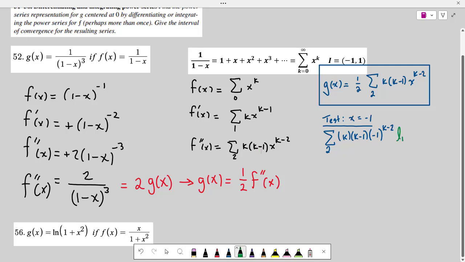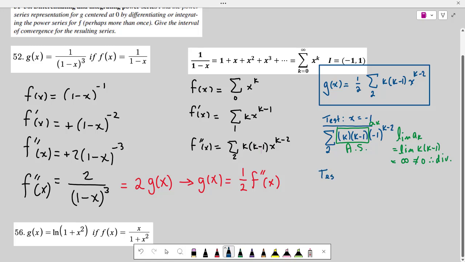Infinity. So this diverges. So the limit of a sub k is the limit of k times k minus 1, which is equal to infinity, which is not 0, therefore diverge. So that's diverging by the divergence test. A sub k has to go to 0. If it doesn't, you have divergence automatically. And for an alternating series, a sub k is everything but the switch. That's your a sub k. All right, so we have divergence at one endpoint.